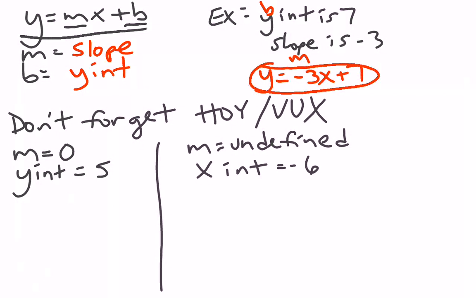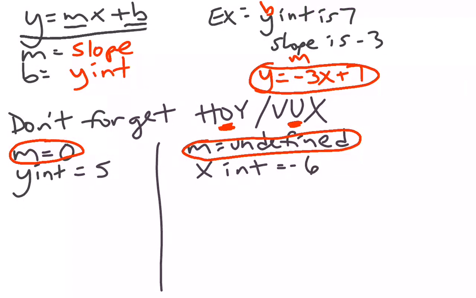Now, what you need to be careful of is that you don't forget HOVU. Remember, the middle of HOVU, the O means 0 slope and the U means undefined slope. So when I see one of those two special slopes, it stops me in my tracks and I need to be careful. So when I see 0 or undefined, I'm thinking about HOVU anytime I see that.